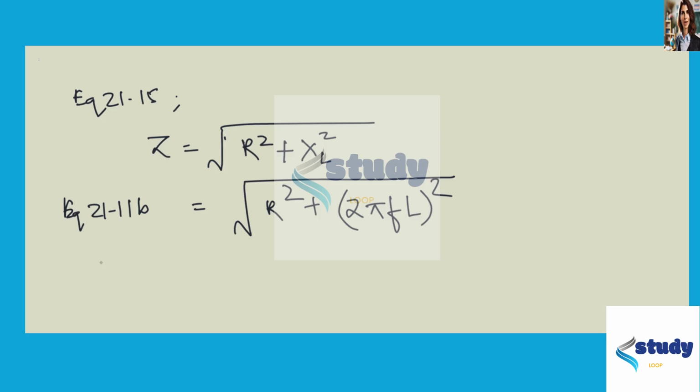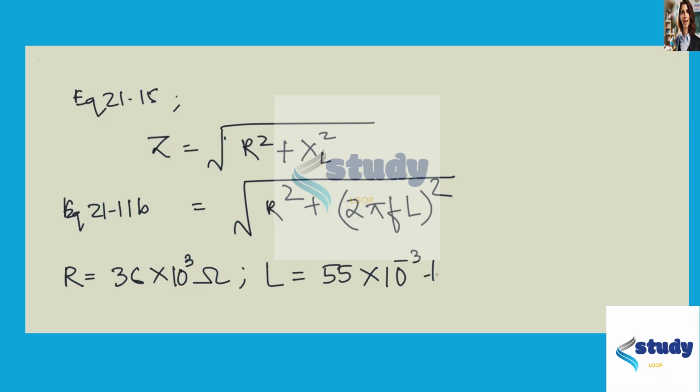And let me just write down the values that we are given. So the resistance is given to be 36 times 10 to the power 3 ohms, and inductance is 55 times 10 to the power minus 3 Henry. And the frequency F is different for both the parts of the problem. So for part A, frequency is 50 Hertz. So we substitute these three values in this equation.